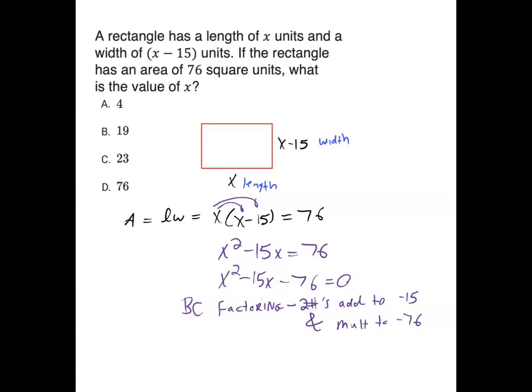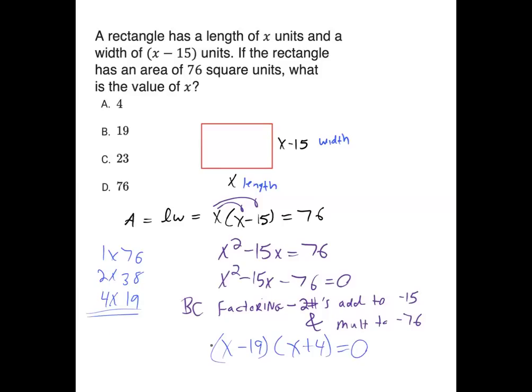So next, we'll divide 76 by everything it divides by. So 76 divides by 1, it divides by 2, 2 times 38. And we need to find a combination of this that can get us a 15. So 76 divided by 3 doesn't work. 76 divided by 4, 4 times 19. And that's our combination right there because it can factor to x minus 19 and x plus 4.